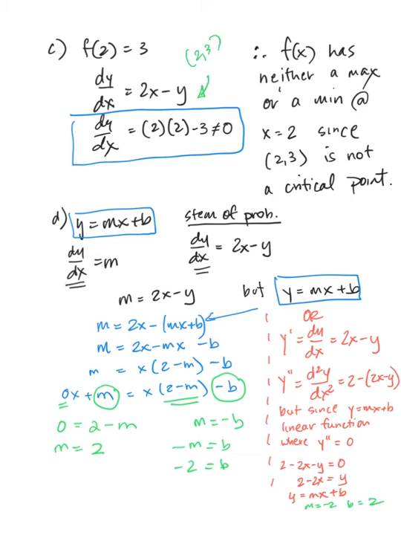All right, part D, a little tricky, but a great problem, and these are the types of problems you're going to see more often than not on the current AP exams. So we're given that y equals mx plus b is actually a solution to our differential equation, which is given in the stem of the problem right here.